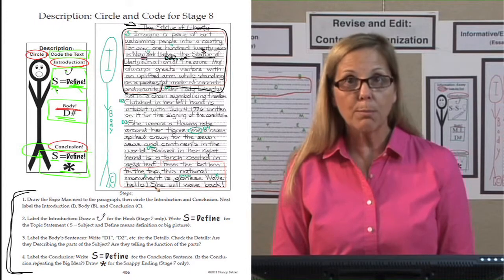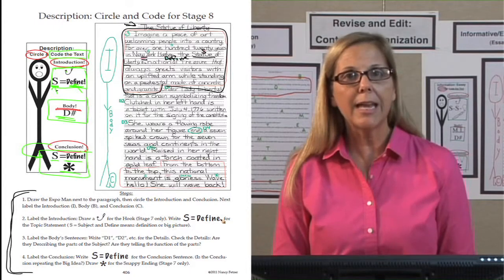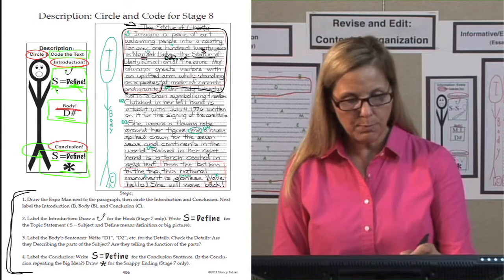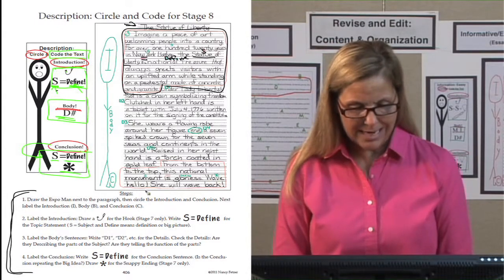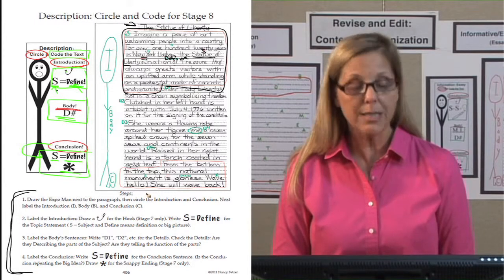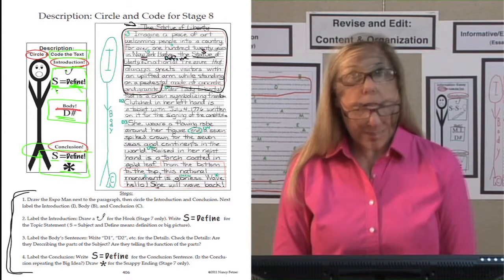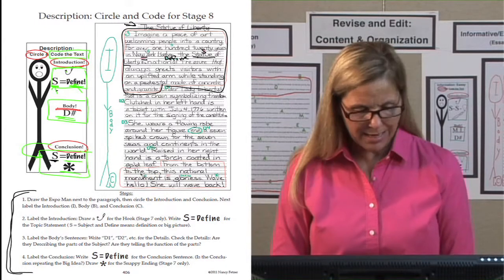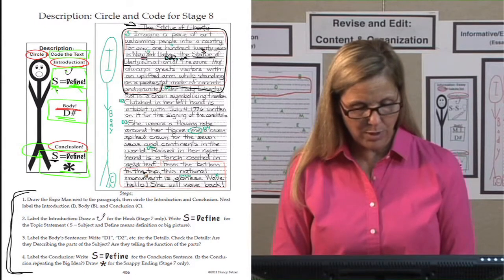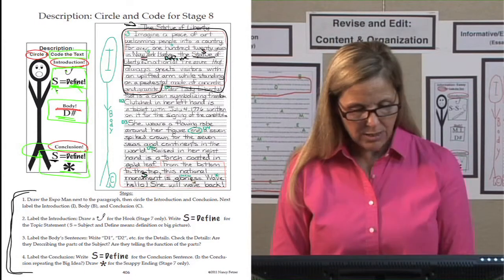Next, I go down to the bottom. I know that I'm going to end with a conclusion that repeats this definition again, and then a snappy ending. I know that my last lines are probably going to be a snappy ending, so I'm going to look before that for that conclusion. From the bottom to the top, this national monument is glorious. This national monument, that's my subject. That's another way to say Statue of Liberty is glorious.